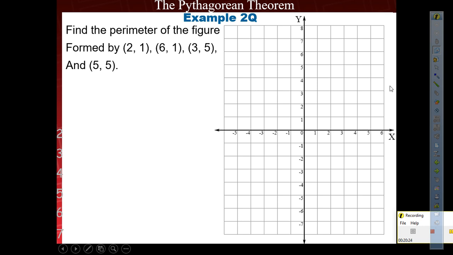All right, copy that example 2Q. It says find the perimeter of the figure formed by 2, 1, 6, 1, 3, 5, and 5, 5. You're copying that at the top left. Yes, copy the instructions.